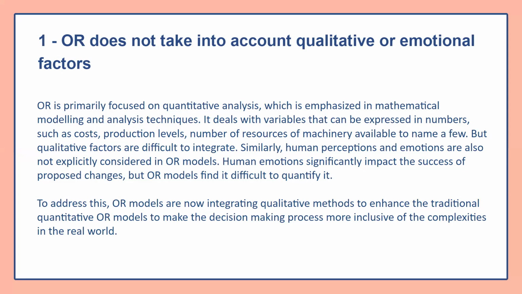From the mathematical point of view, qualitative factors are difficult to express in numbers as they do not have a measurable criteria. Examples of such factors are customer satisfaction, employee morale, etc. Additionally, some emotional elements, such as human emotions and perceptions, which are quite crucial to the whole experience, are also neglected in this process. Such emotions impact the success of changes, but there is no place for them in OR models. To address this issue, OR models are integrating qualitative methods to improve the decision-making process and take into account all factors that may impact a problem.